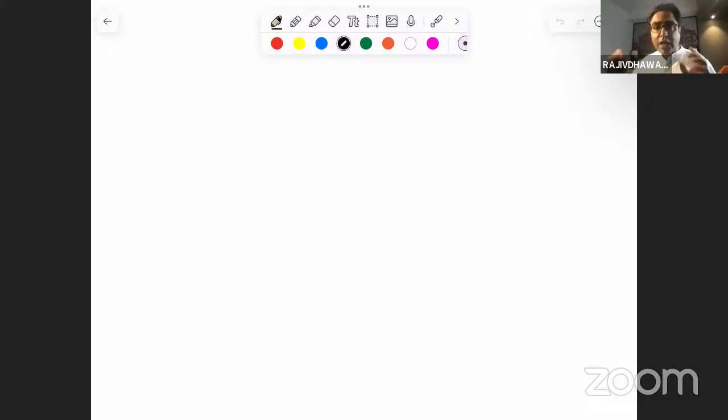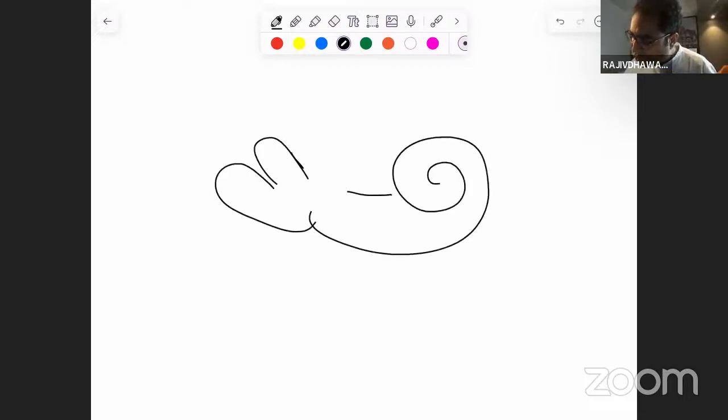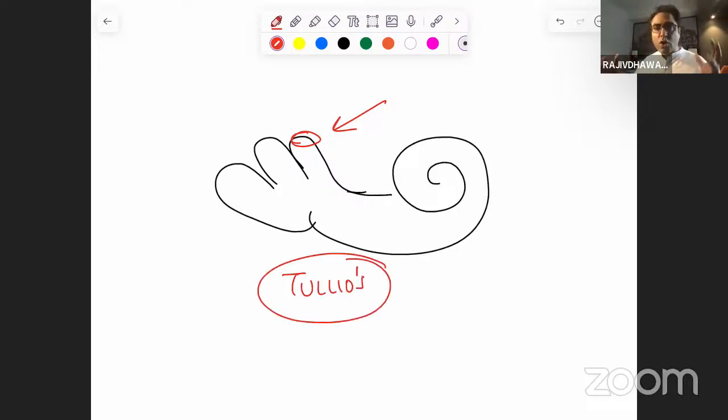Somebody is asking about Tullio's phenomenon, beta. Tullio's phenomenon is vertigo on hearing loud sound. Your famous question, NEET PG FMGE both, beta. It is a feature of Meniere's disease and superior semicircular canal dehiscence syndrome, beta. Tullio's phenomenon means the patient gets vertigo on hearing loud sound. It's a feature of Meniere's disease and superior semicircular canal dehiscence syndrome, beta.